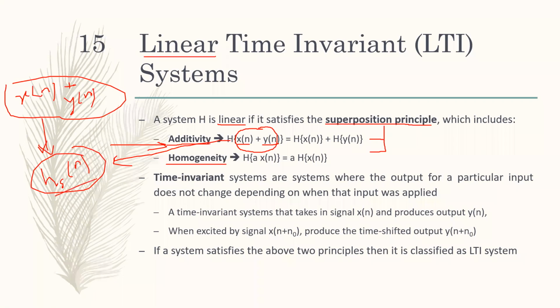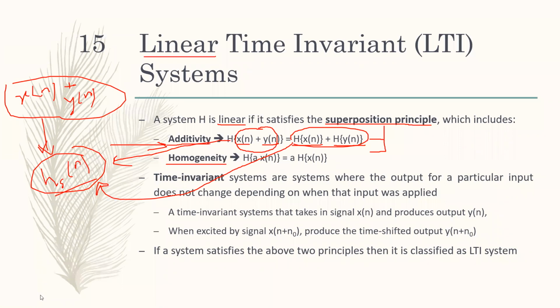If h_s of n is its response, then I should get the same response if I take the response with respect to only x of n and add it with the response with respect to only y of n. That is the two signals separately. I can have n number of signals here, and if I am able to obtain, using this equation, the same response, then I classify it to be additive.